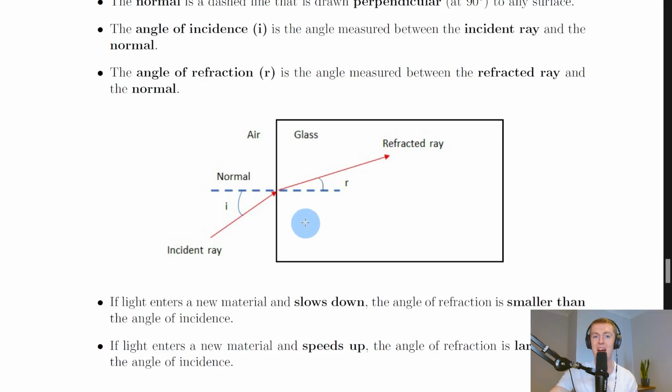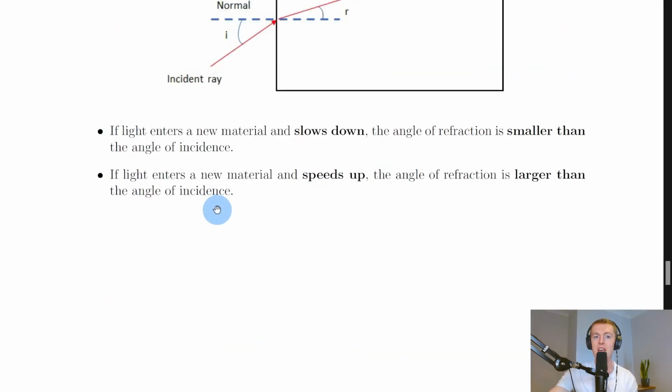And remember we said the angle of incidence, i, is the angle between the incident ray and the normal. So that's going to be this angle in here. And then the angle of refraction, r, remember, is the angle between the refracted ray and the normal. So that's this little angle in here. It then says if light enters a new material and slows down, the angle of refraction is smaller than the angle of incidence. However, if light enters a new material and speeds up, the angle of refraction is larger than the angle of incidence.